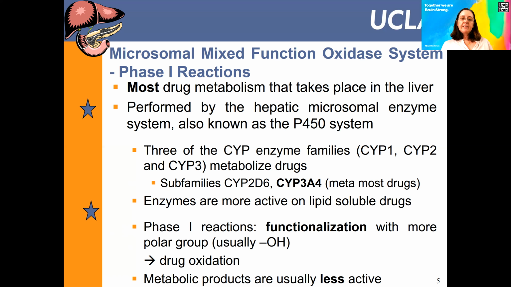Because when I show you examples of how those interactions can occur, those metabolizing enzymes are going to be more active on lipid soluble drugs. As we studied before, we know that a drug has to be somehow lipid soluble in order to cross the membranes, and those that have to cross the blood brain barrier are going to be even more lipid soluble. And the end product, the metabolic product, of course, is usually less active.